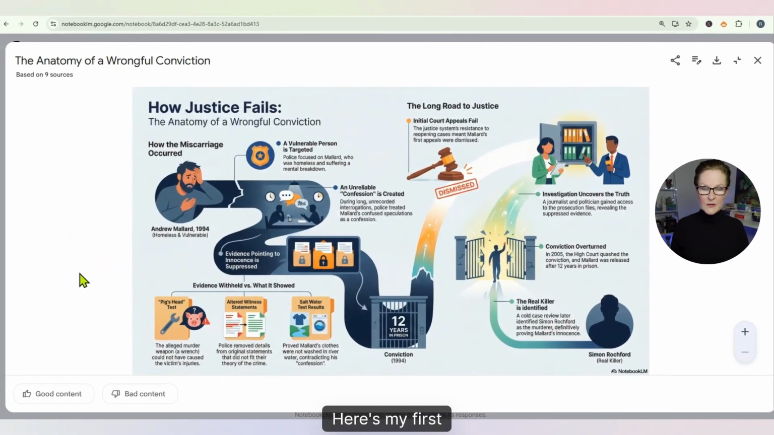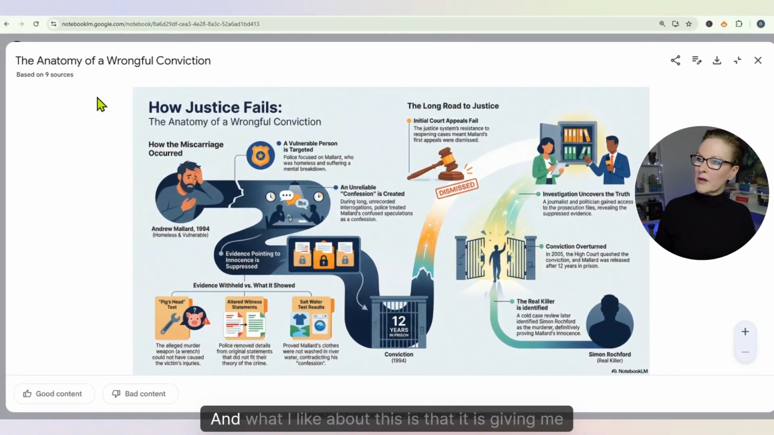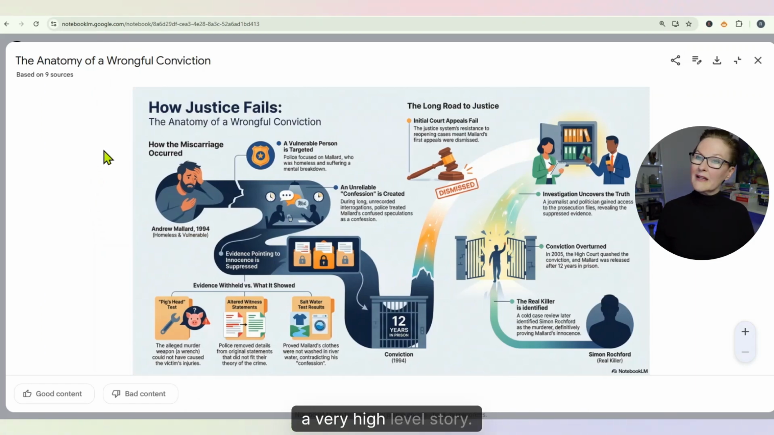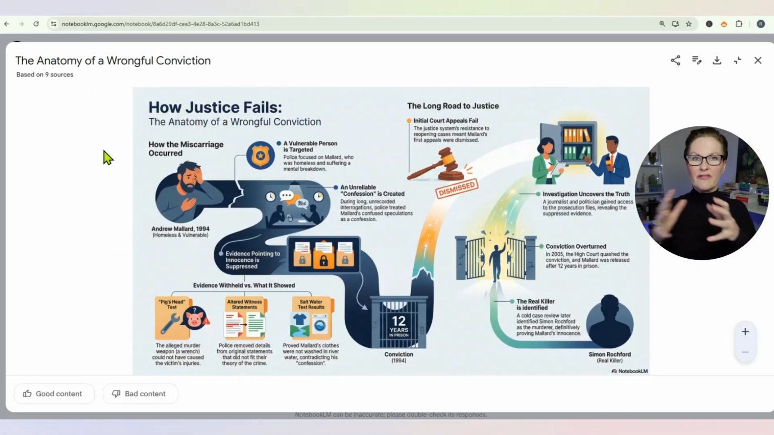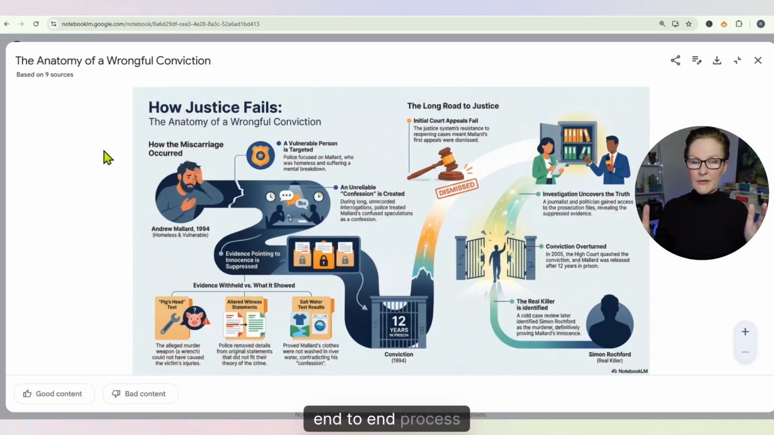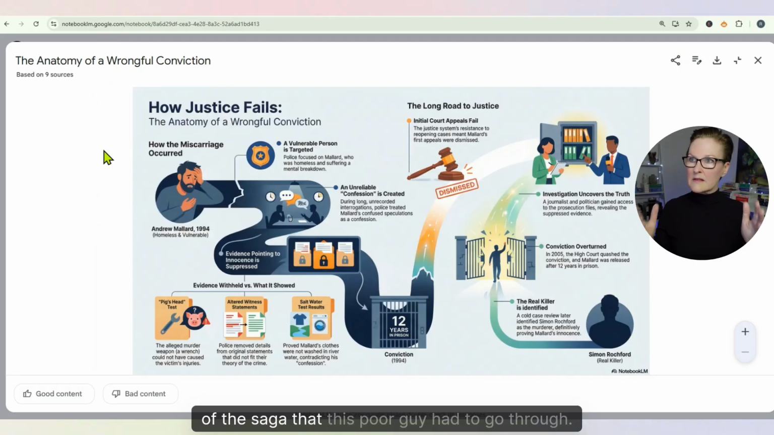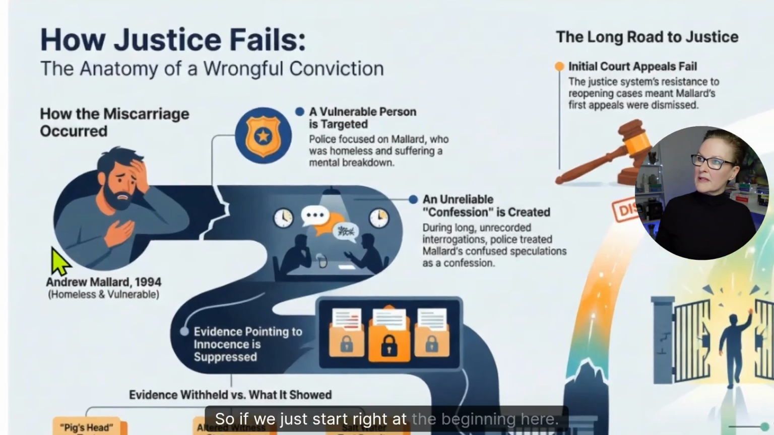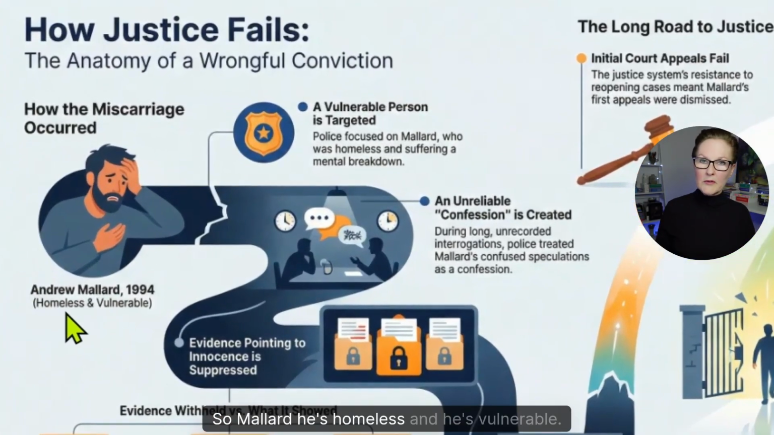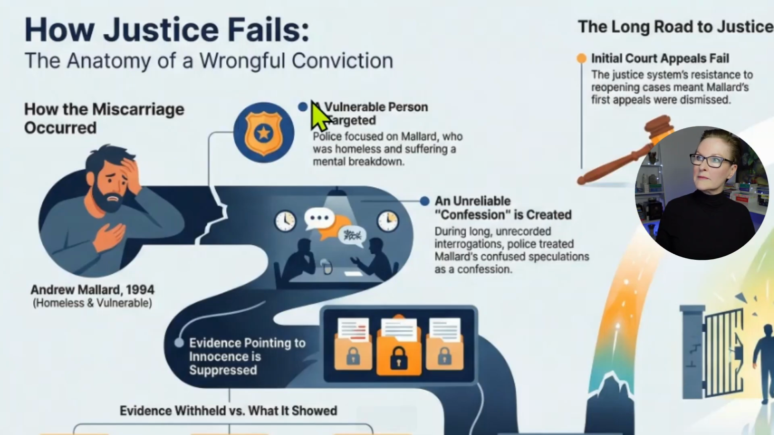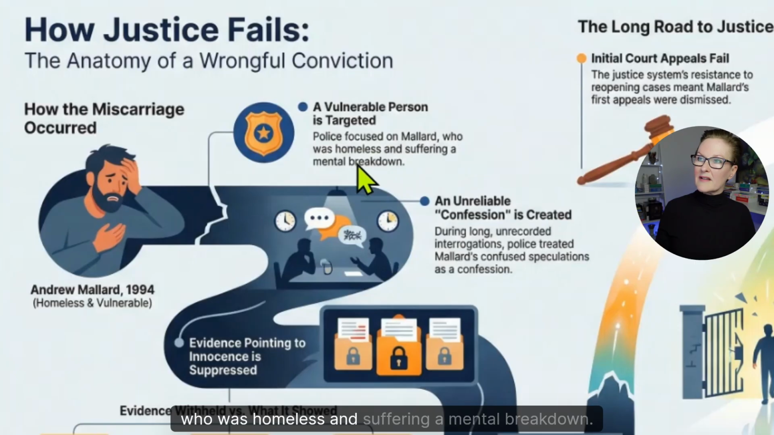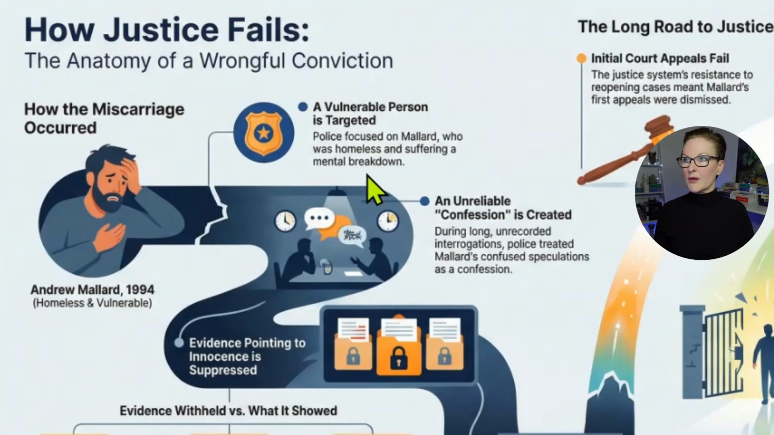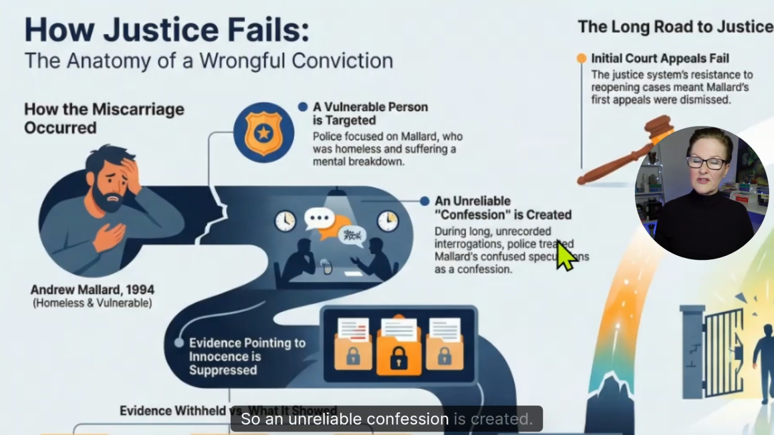Here we go. Here's my first infographic. And what I like about this is that it is giving me a very high-level story of the full end-to-end process of the saga that this poor guy had to go through. So if we just start right at the beginning here, so Mallard, he's homeless and he's vulnerable. 1994, a vulnerable person is targeted. Police focused on Mallard, who was homeless and suffering a mental breakdown. So an unreliable confession is created.